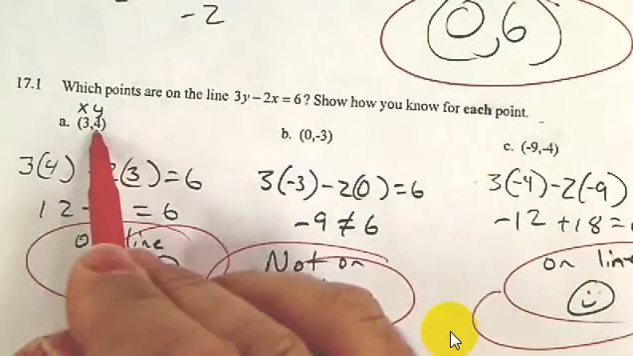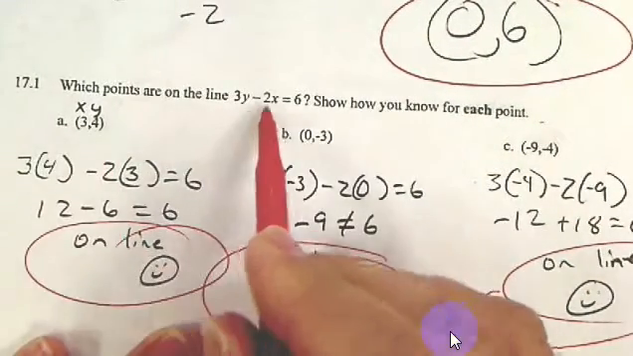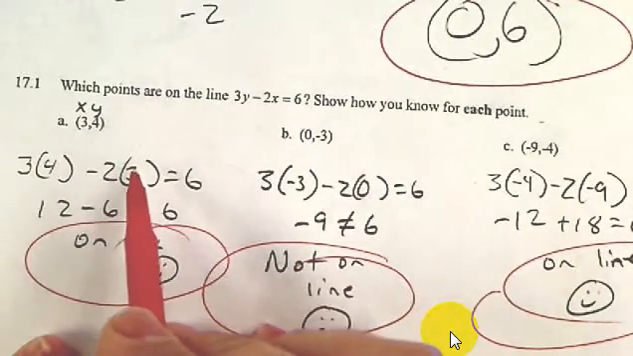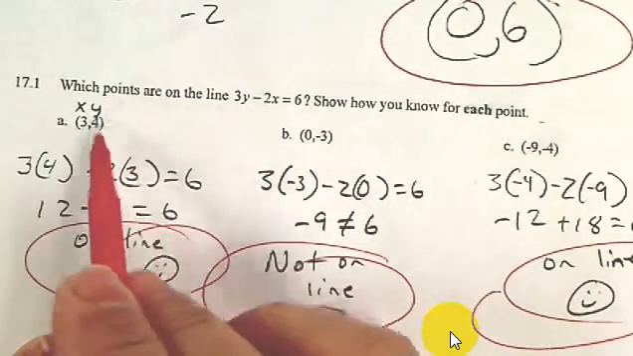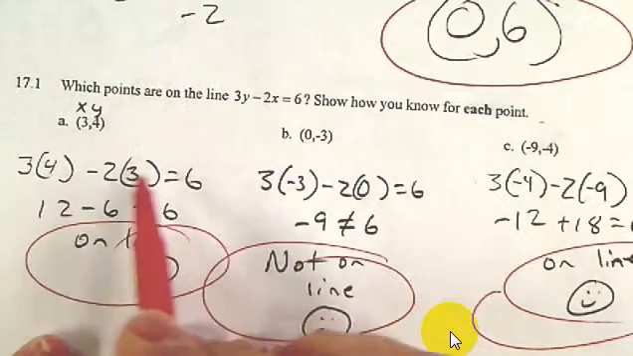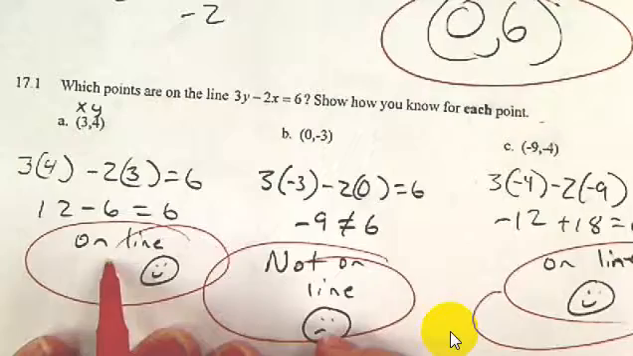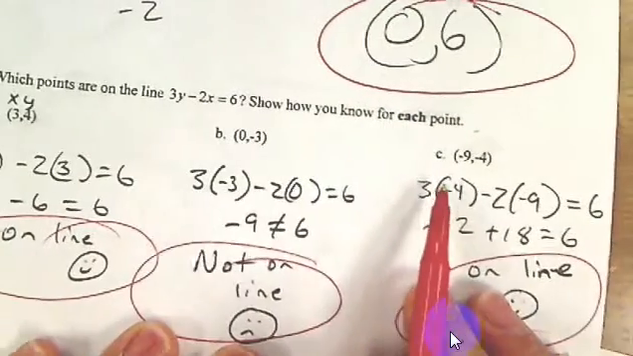This is an x and this is a y. And if I want to know if it's on that line, I can just plug it in. So I plugged in my x for the x, the y for the y, and just saw if it was true. 12 minus 6 is 6. Yeah, it's on the line. And I just did that for all three of them.